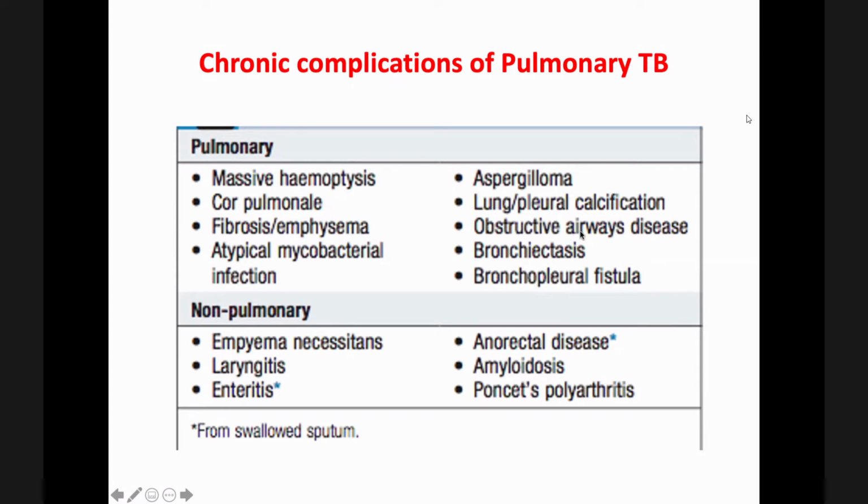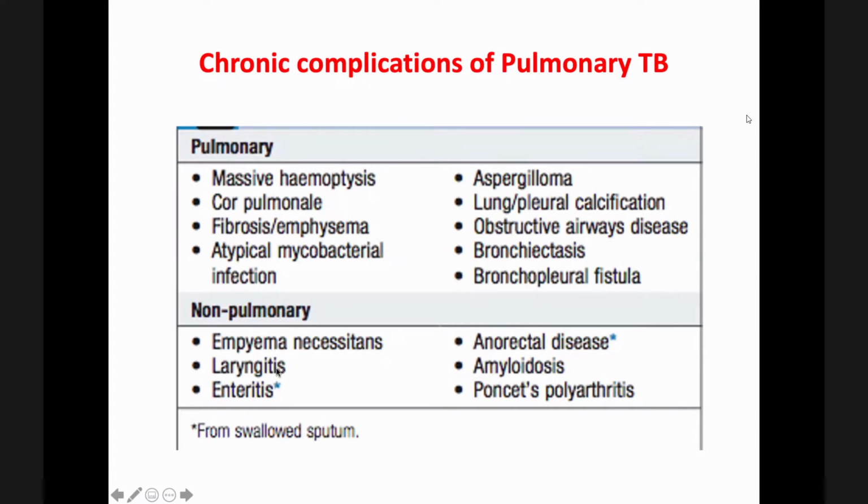Patient can present with obstructive airway disease, so there can be bronchiectasis and destruction of the bronchial walls leading to bronchiectasis. One of the common causes of bronchiectasis in our scenario is post-TB bronchiectasis, and there can be a formation of bronchopleural fistula. Another non-pulmonary complication is that the patient can have a pleural effusion that can be infected and tends to come out through the chest wall, which is known as empyema necessitans.